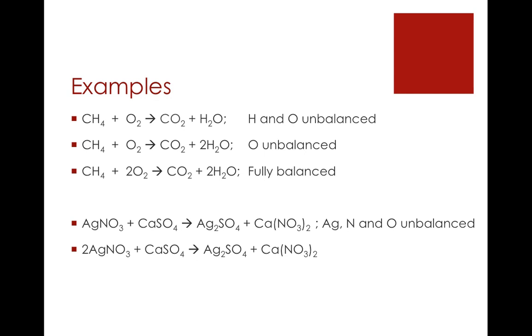Just makes it easier. So if they stay as nitrate on the left and the right, then I'm going to keep them that way. The only thing I need to do to balance this, therefore, is put a big 2 in front of the silver nitrate, which gives me 2 silvers and 2 nitrates, and makes everything balanced.